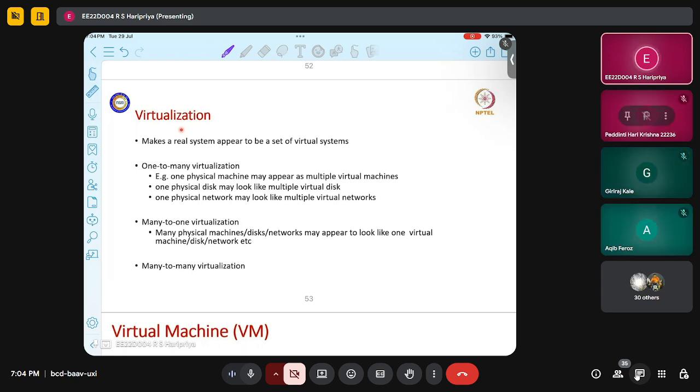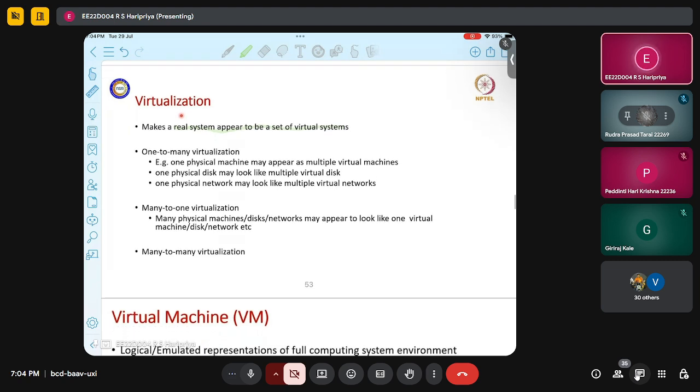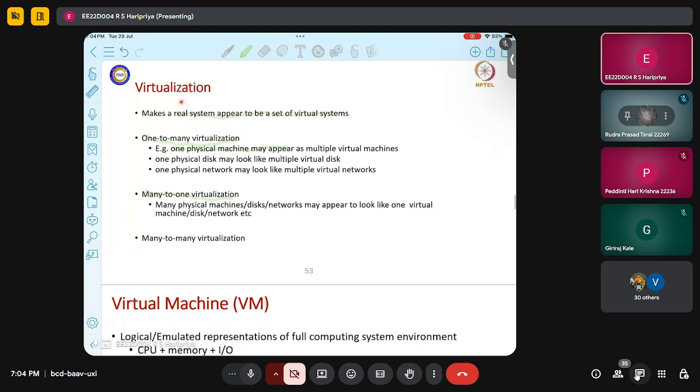Now, virtualization makes the real system appear to be a set of virtual systems. So, one-to-many virtualization, many-to-one virtualization. If we have one physical machine, it may appear as multiple virtual machines.